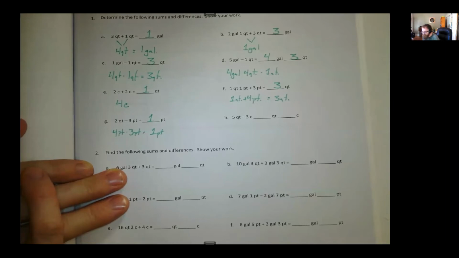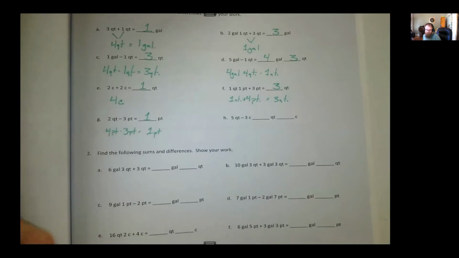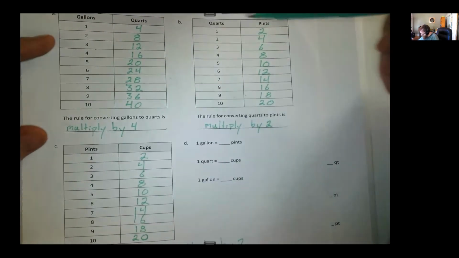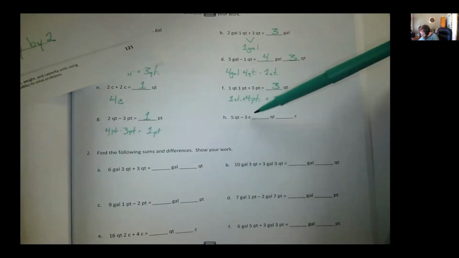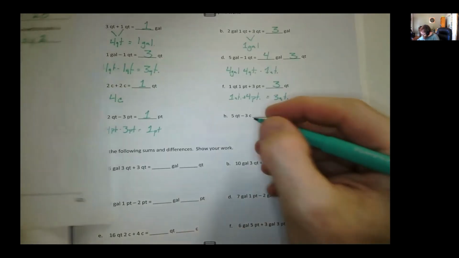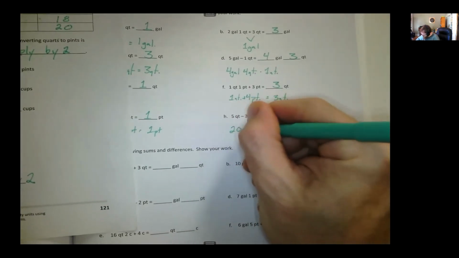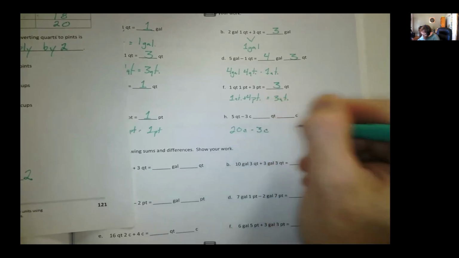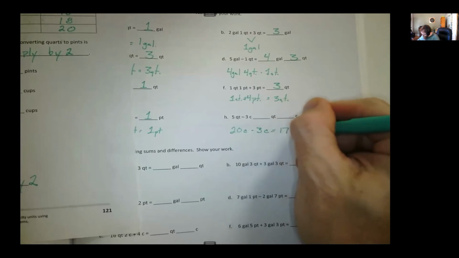And letter H. 5 quarts minus 3 cups equals how many quarts? How many cups? 5 quarts equals 10 pints, and 10 pints equals 20 cups. So this is 20 cups minus 3 cups, which leaves us with 17 cups.